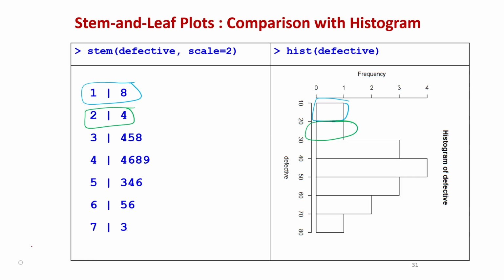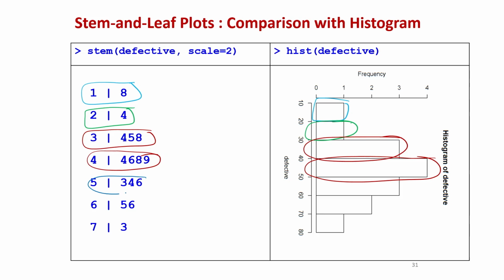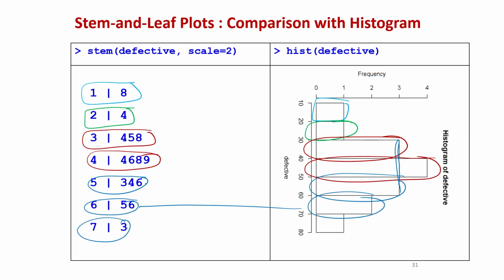Now you can see that the 3 stem has three values, 3, 5, 8. So this is up to this height, and the next value is the highest, which is 4: 44, 46, 48, 49. Then you have the fifth stem with 3 values, 3, 4, 6, which is of the same height. Then you have 2 values, and 7 has only 1 value, 73, which comes over here. So this is how it is actually done.